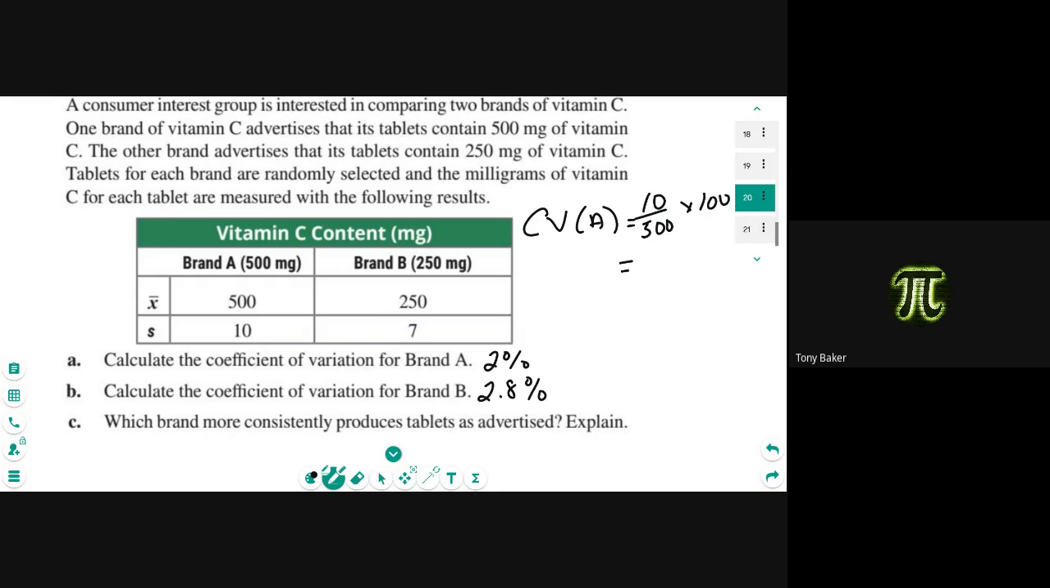A is more consistent, the smaller percentage. Because if it was perfect, if all the pills were the same, my standard deviation would be 0, correct? If all the numbers were exactly the same, standard deviation would be 0. So if I did 0 divided by 500, I'd have 0%. That'd be perfect. So in this case, the smaller the number, the better it is. So brand A would be better in this case with 2%.